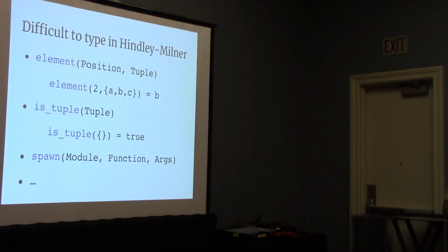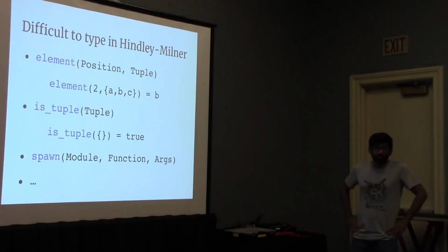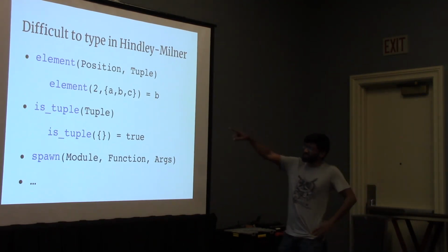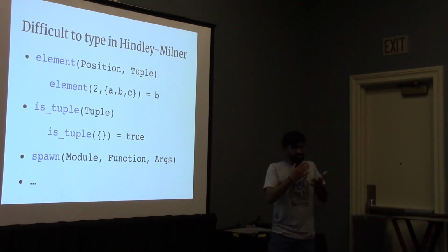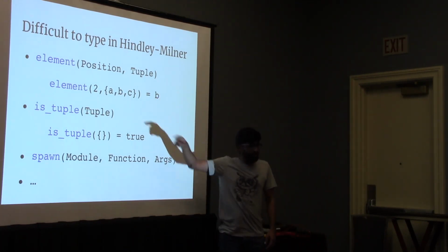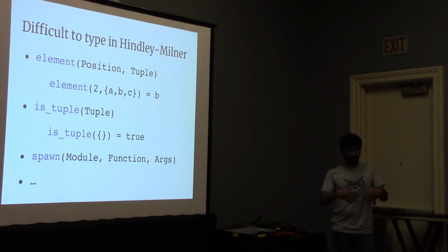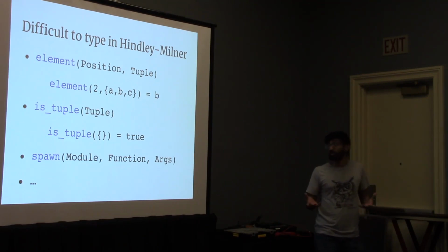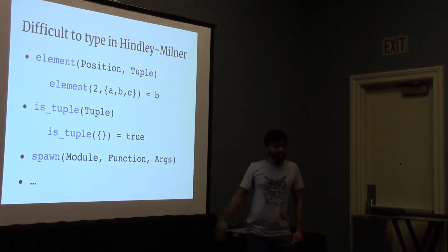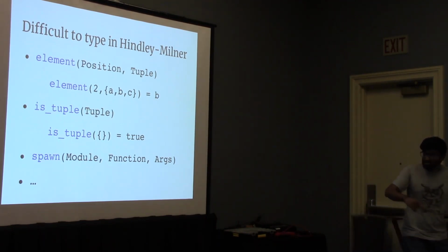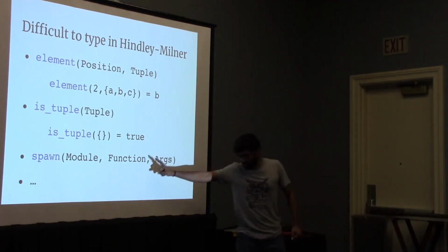Okay, but there are more difficulties. How do you assign a type to these functions? Let's look at the first function, element. It accepts an integer and a tuple, which can be a tuple of any size. Now in a Hindley-Milner type system, tuples of different sizes have different types. A tuple of size 1 has a different type from a tuple of size 2. So what should be the assigned type of element? We don't know, right? It is the same problem with isTuple, spawn, and the list goes on.